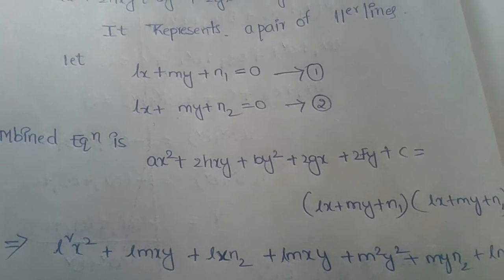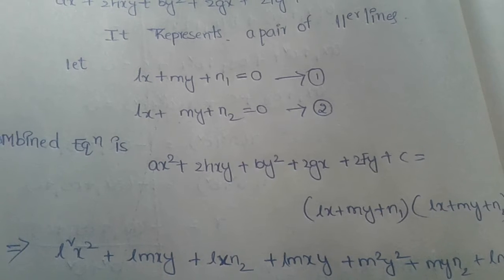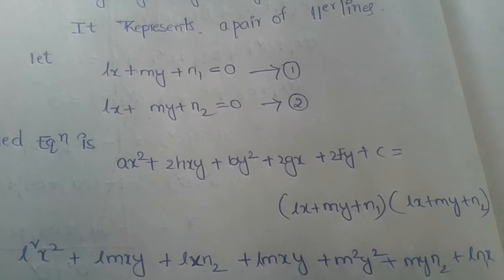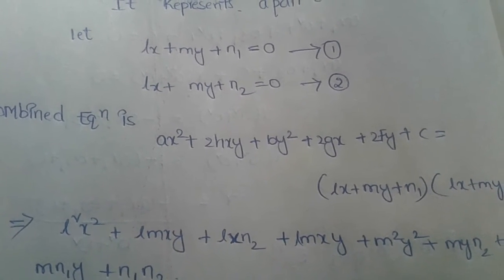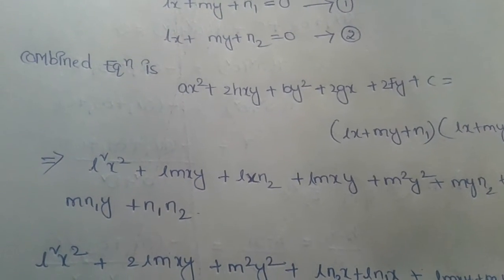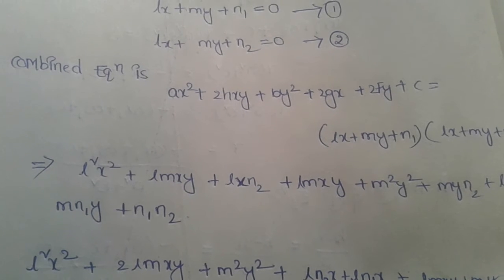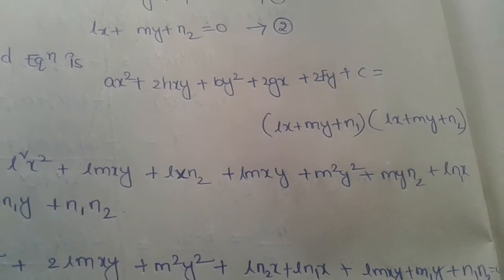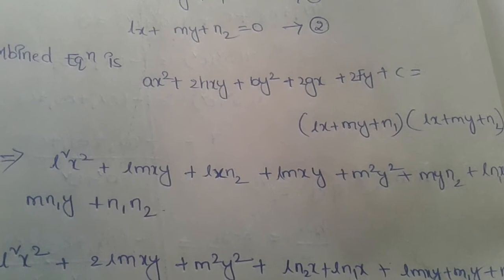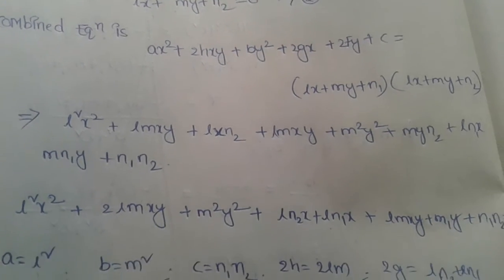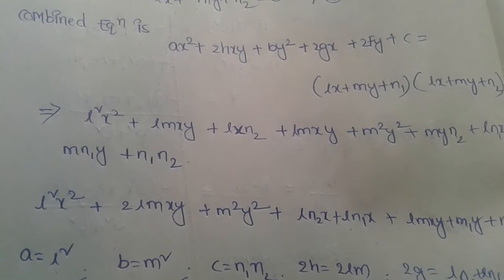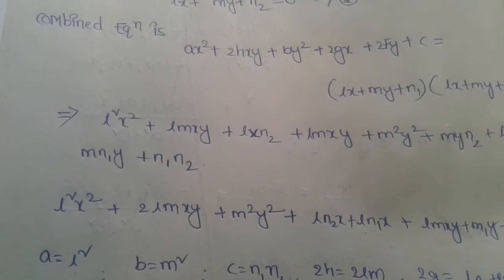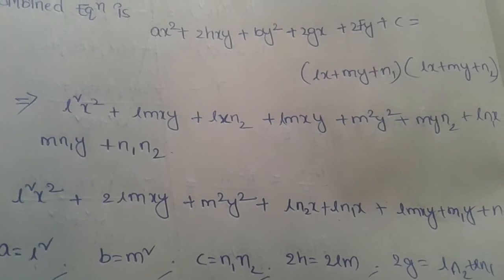By multiplying, we get l²x² + lmxy + lxn2 + lmxy + m²y² + myn2 + ln1x + mn1y + n1n2. That is, l²x² + 2lmxy + m²y² + ln2x + ln1x + mn2y + mn1y + n1n2. By comparing, we get a = l², b = m², c = n1n2, 2h = 2lm, 2g = ln2 + ln1.